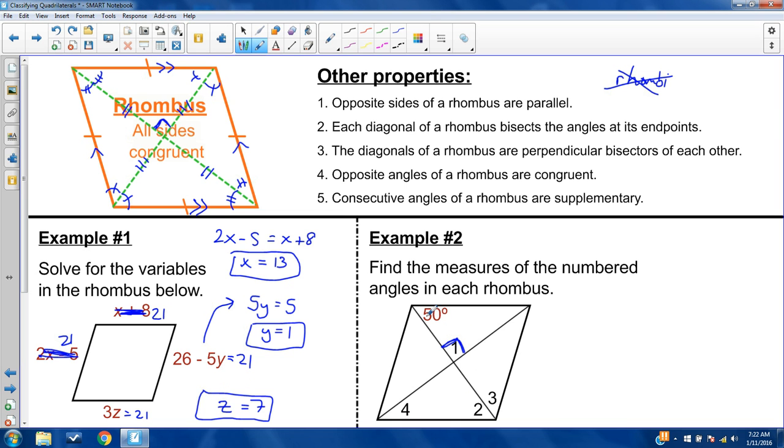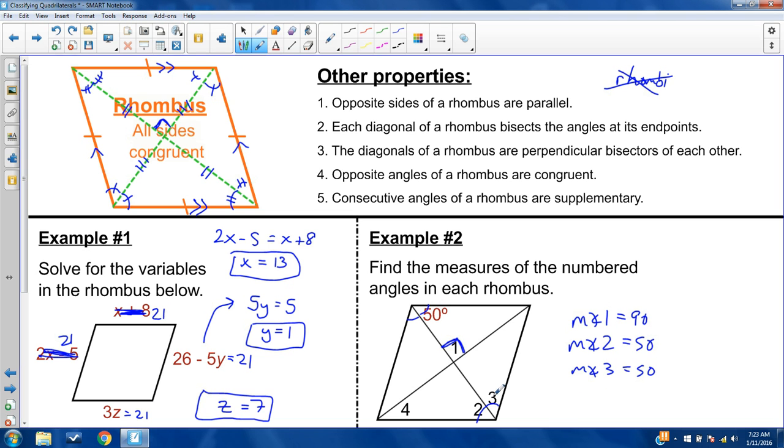50 degrees here is just for this angle measure. Now this one is also the same angle measure. These are congruent because the diagonal bisected this angle, and the diagonal also bisected this angle, and these two are also the same angle measure as 50. So the measure of angle 1 is 90. The measures of angle 2 and angle 3 are both 50 degrees.